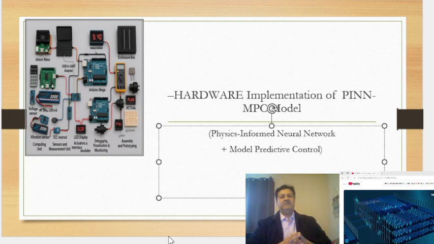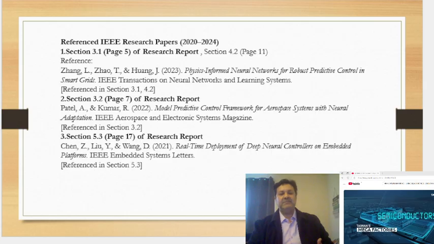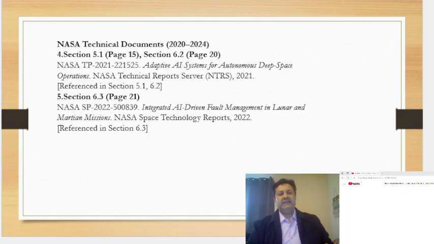For the previous model that we discussed, we took help from some reference papers and books. For the compilation and the studies of this hardware implementation, I took help from IEEE research papers, which are very recent, within the last 5 years or so. Then NASA's technical documents. I studied some of the sections, as the page numbers I'm showing here relate to the document that I prepared, telling the page numbers and the sections.